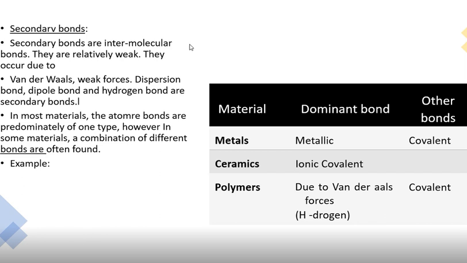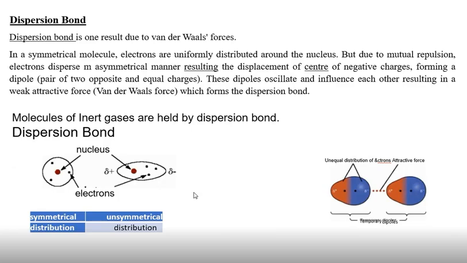In most materials, the atomic bonds are predominantly one type. However, in some materials a combination of different bonds is formed, right? We discussed metals, which have metallic and covalent; ceramics, ionic and covalent; and polymers, which have secondary bonds and covalent. That is a mixture of bonds. That also we have to identify before doing some kind of modification.